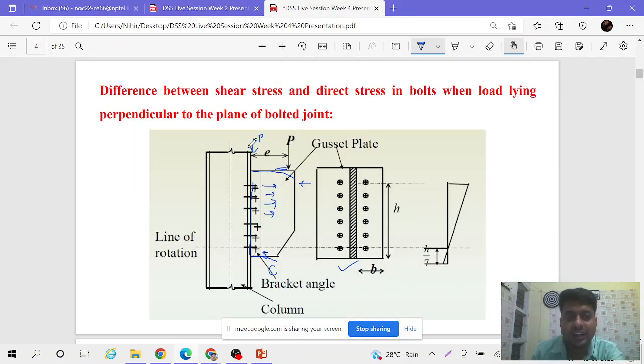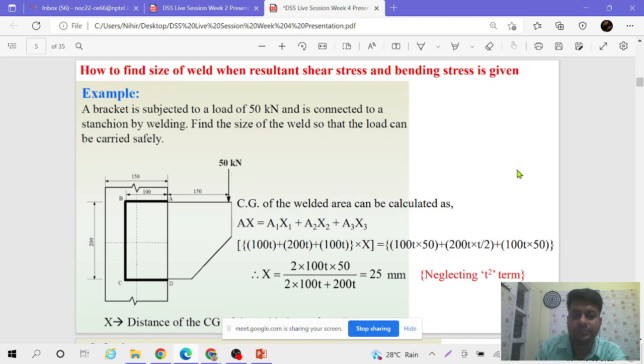So is this doubt clear now? What is the difference between shear stress and direct stress in bolts? So I will move further.